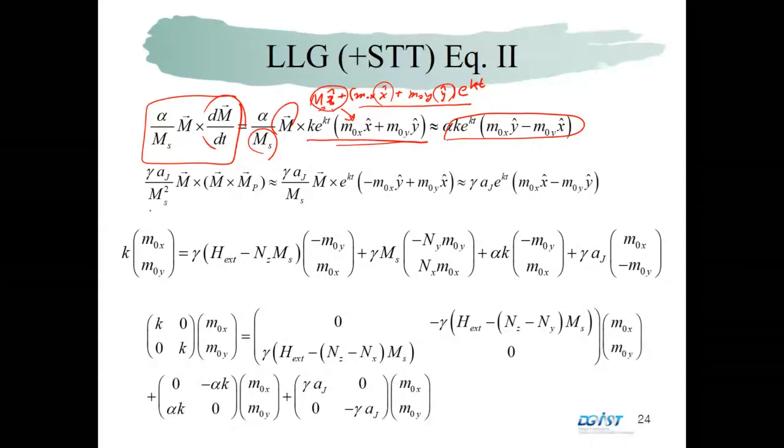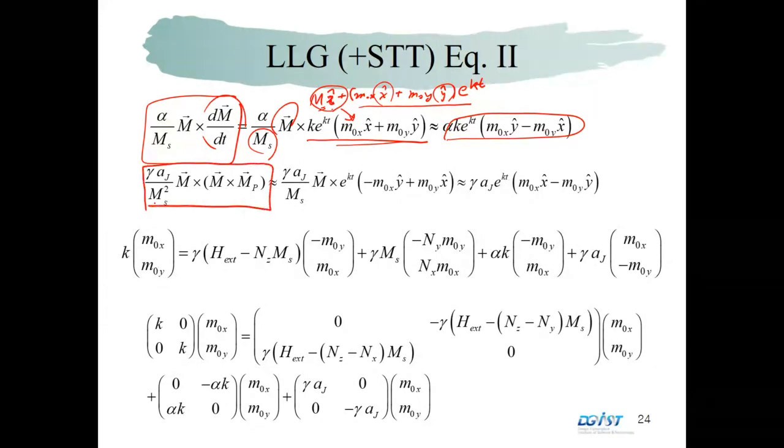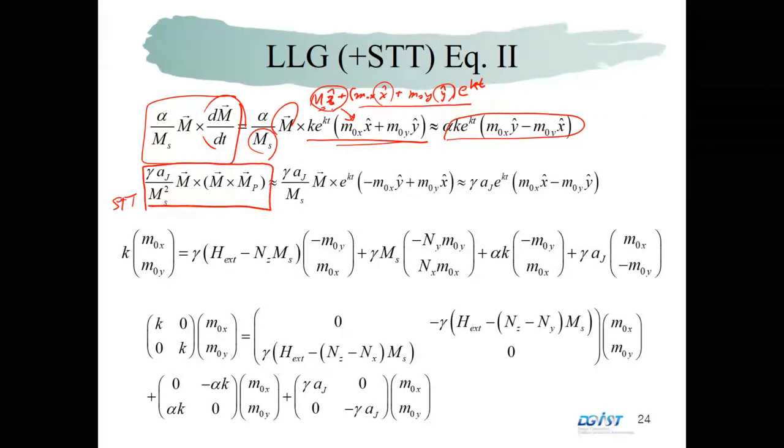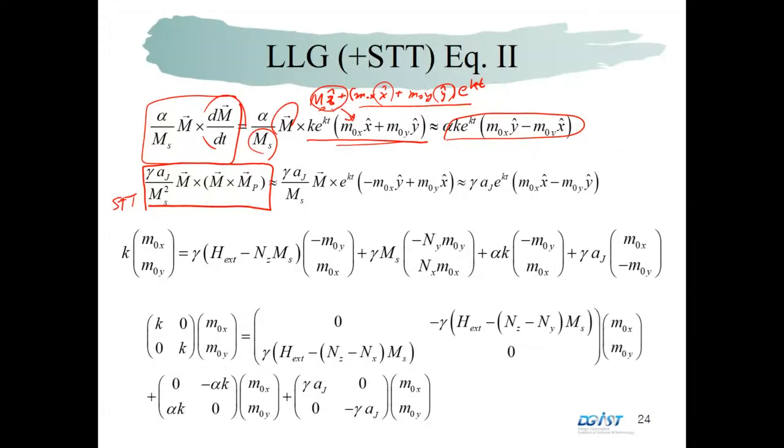And now think about this STT term. So we repeat this kind of cross product again, and we can obtain this form. So we have only xy component. Is it okay?